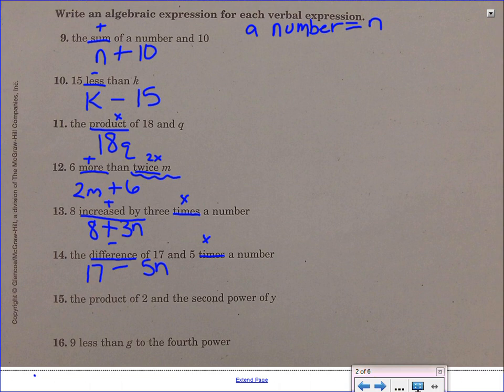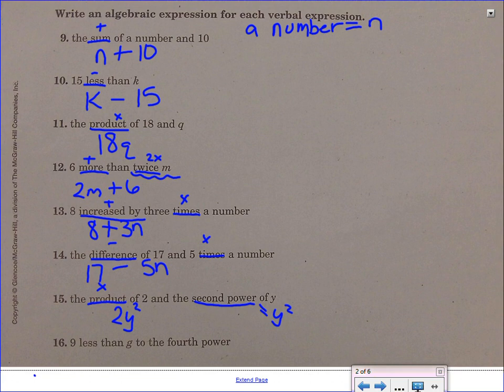Number 15, the product of 2 and the second power of y. So product means I'm going to multiply the two things they give me. And the second power of y means y squared. So I'm going to multiply the 2 and the y squared to give me a product. So I just end up with 2y squared. I don't need to write multiplication in between because when they're next to each other, that's what that means.